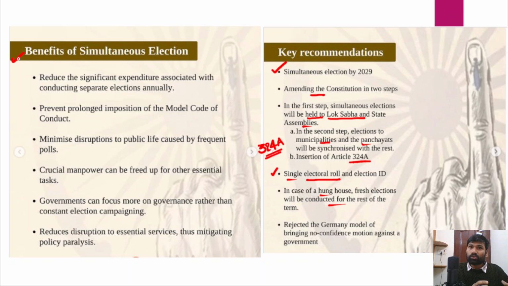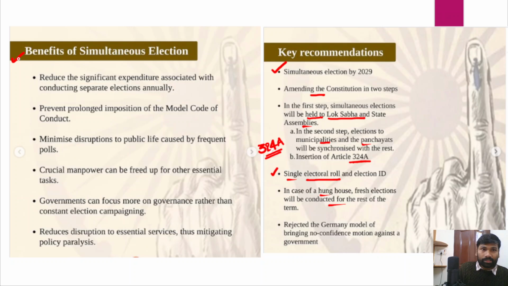Now why have those state governments been opposing? Because in those states, regional parties have huge dominance, and it is expected that national issues would trump regional issues, and that would benefit the national political parties or the ruling party. That's why those regional political parties and states are opposing simultaneous elections.